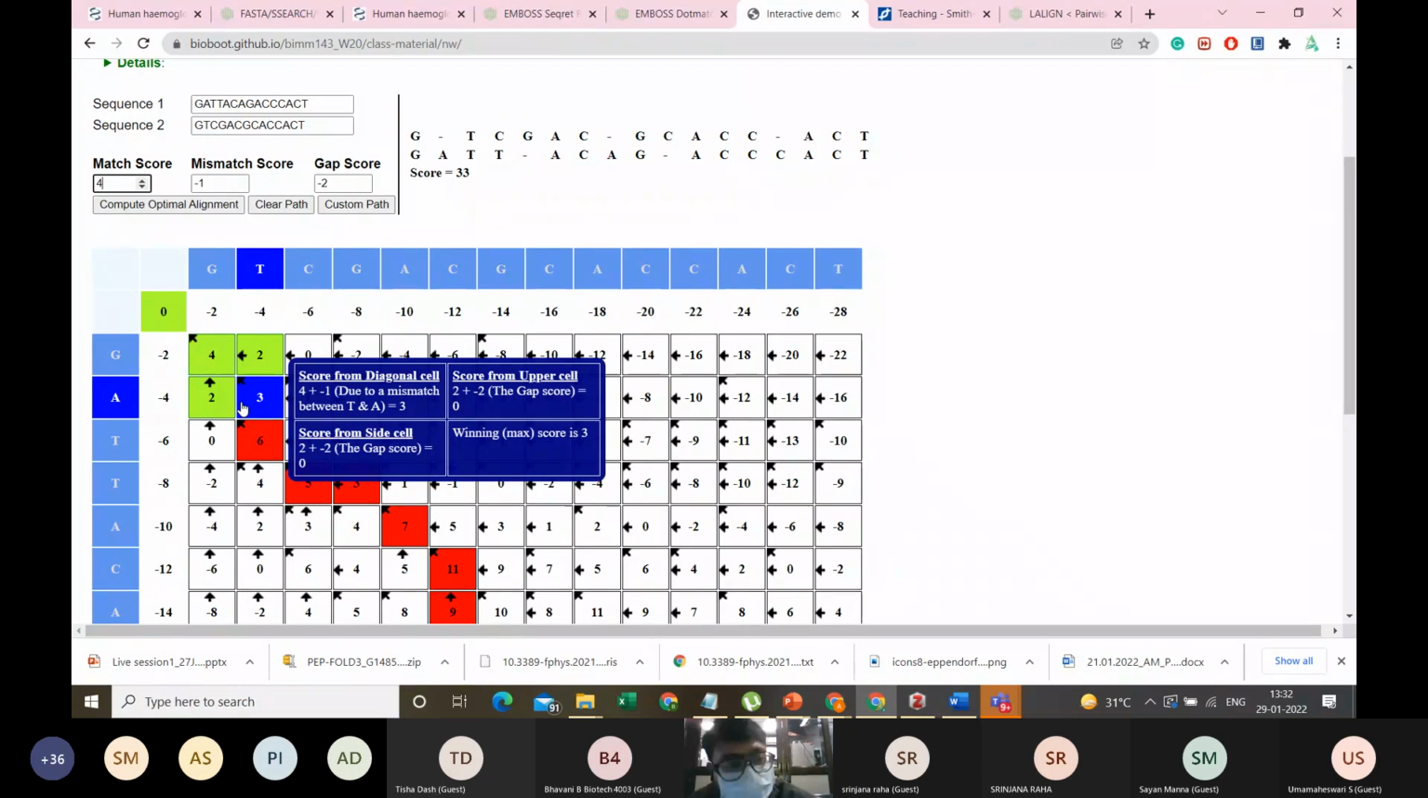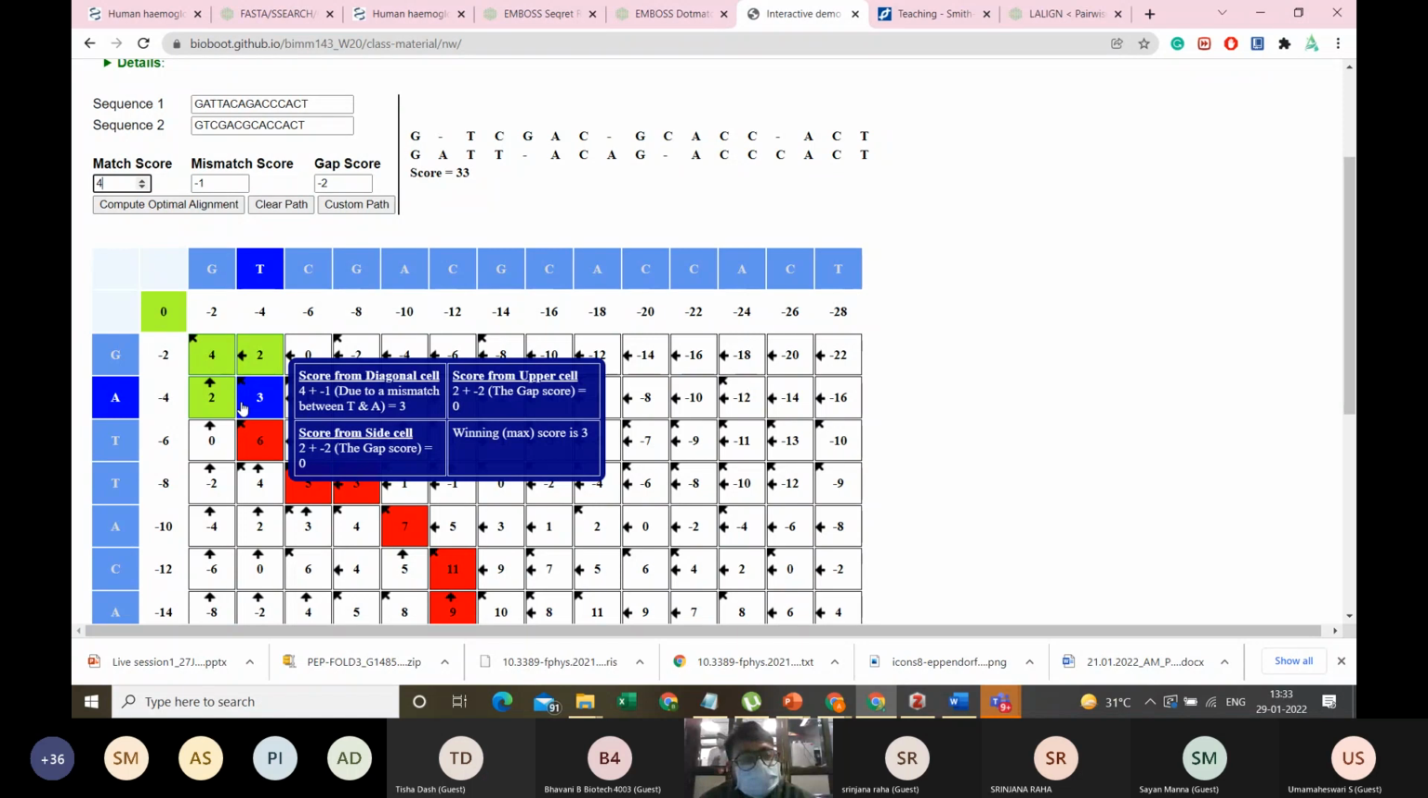Those who don't know about the Needleman-Wunsch algorithm, we have to calculate the score from all three cells: diagonal cell, upper cell, and side cell, and the winning score, meaning the highest score, will be put as its score. The score from the diagonal cell is 4 plus minus 1, 3, due to a mismatch between T and A. The score from the side cell is 2 plus minus 2, the gap score, which is 0. The score from the upper cell is also 0. So the maximum score is 3.